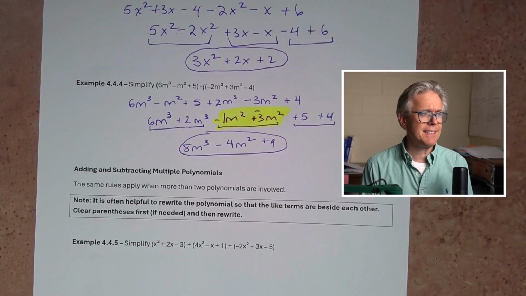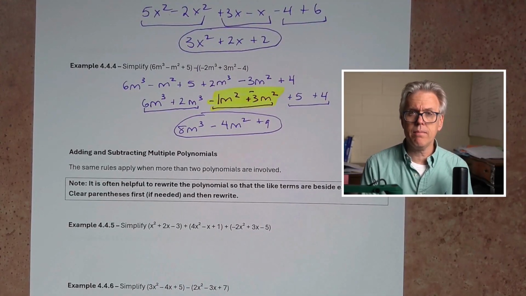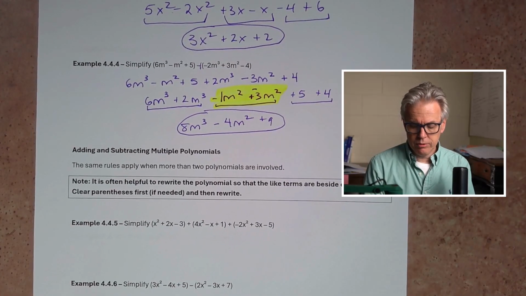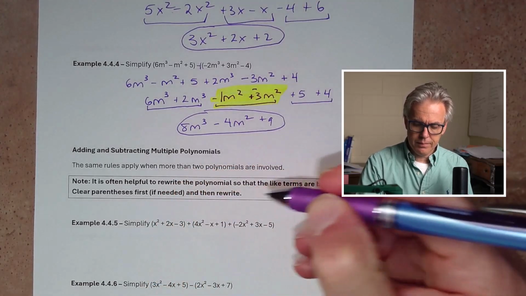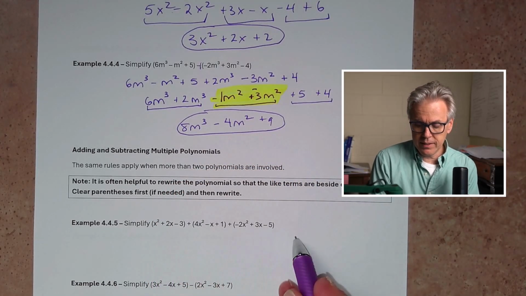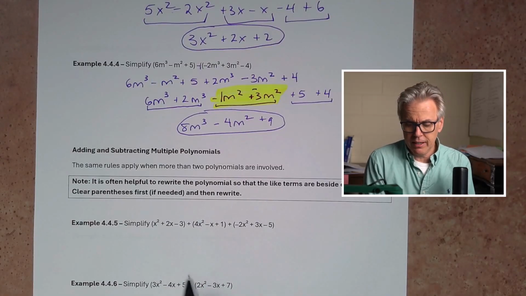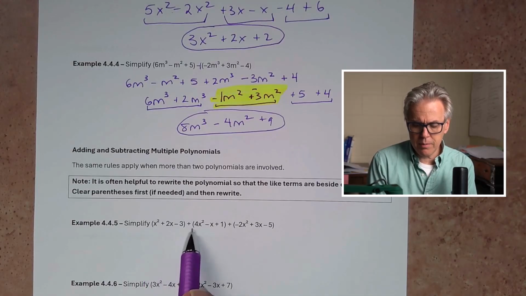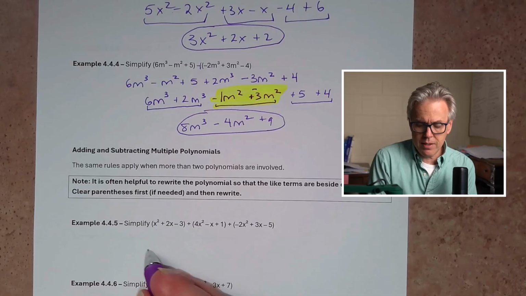Now, we can definitely extend this to more than one polynomial that we're adding or subtracting. So for instance, here I'm adding 3 polynomials. And we can go ahead and just clear parentheses. Now, let me show you that we don't have to do that. If you can kind of keep up with it, we have x squared. So we have an x squared plus 4x squared is 5x squared. Minus 2x squared is 3x squared.